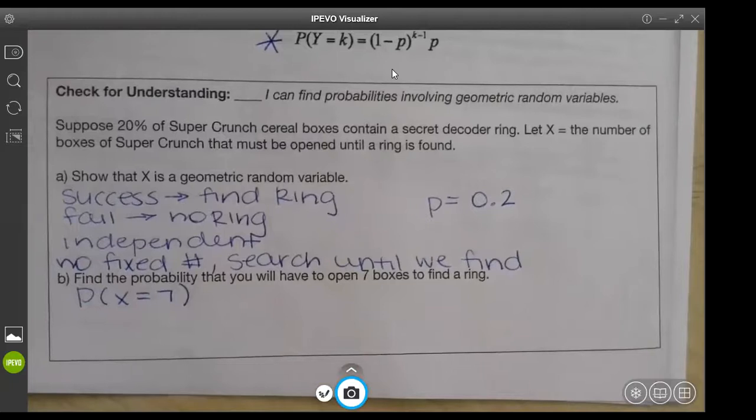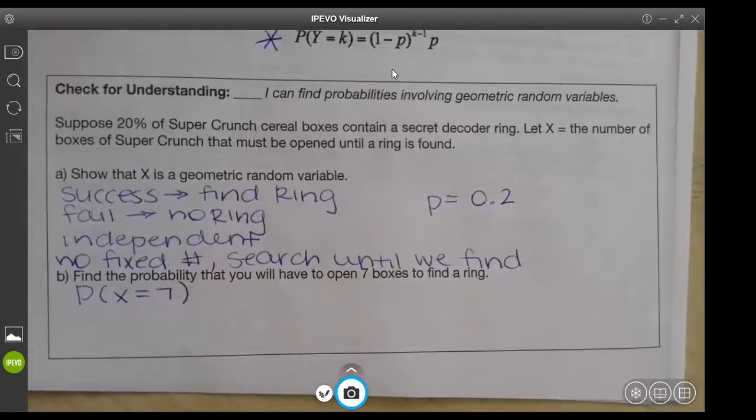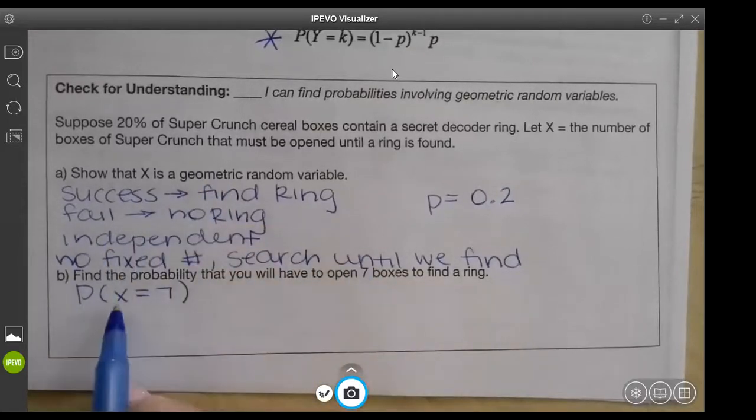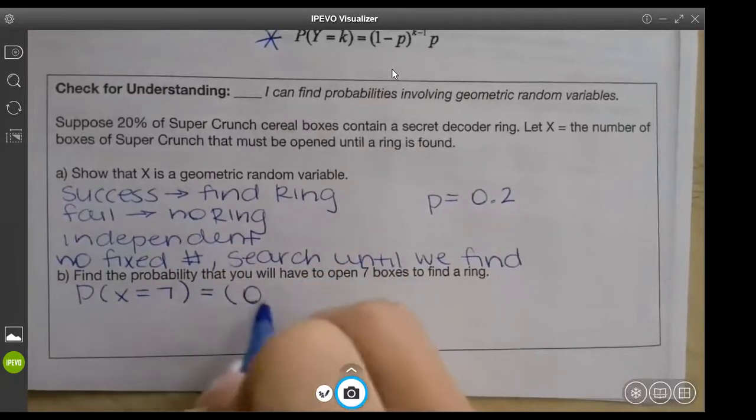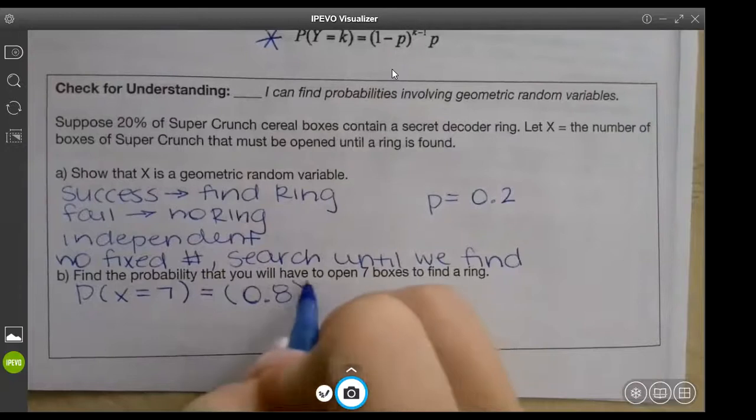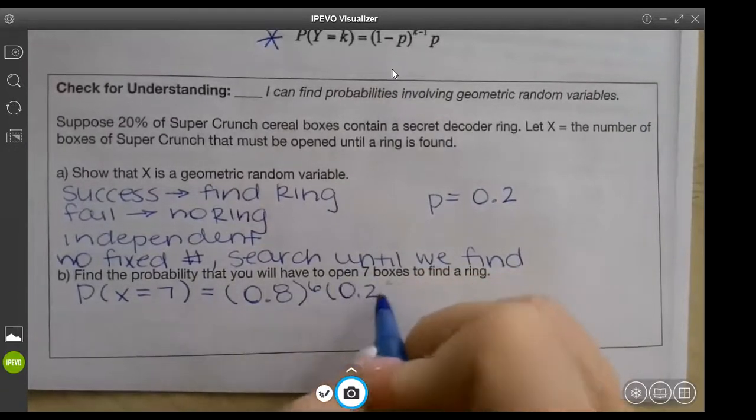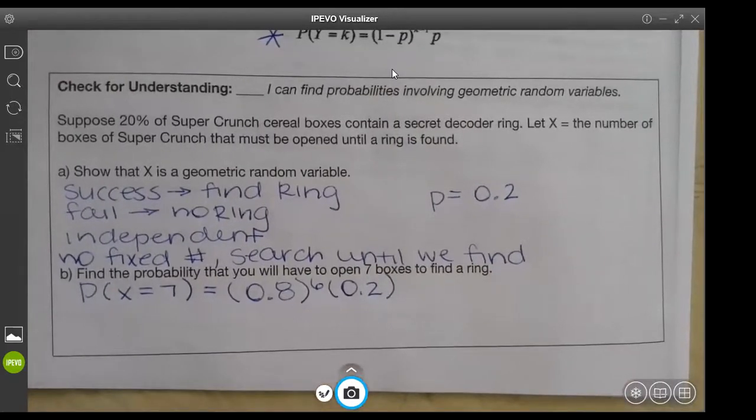So I'm going to do it by hand and I'm going to do it in the calculator. I'll show you both. And again, sometimes it's easier just to go ahead and do it by hand than it is in the calculator, okay? So by hand, the probability that X equals 7 is that we're going to fail 6 times and succeed on the last time. So that's what it looks like by hand.